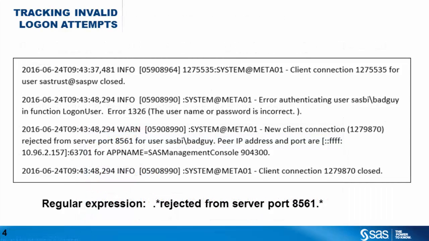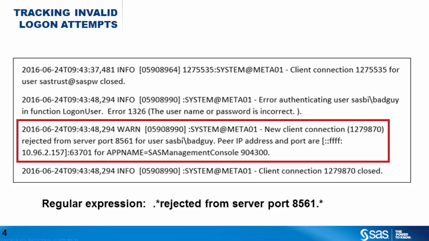In this session, we'll generate an alert based on an unauthorized logon attempt to the SAS metadata server. When this occurs, the metadata server will generate a number of messages in the log. The message which we will use to trigger the event is the one on the screen. Part of the string says rejected from server port 8561.